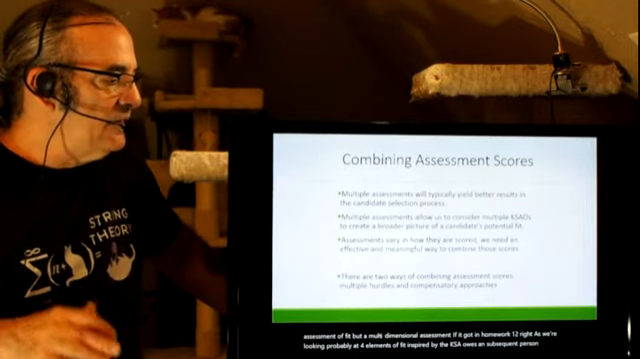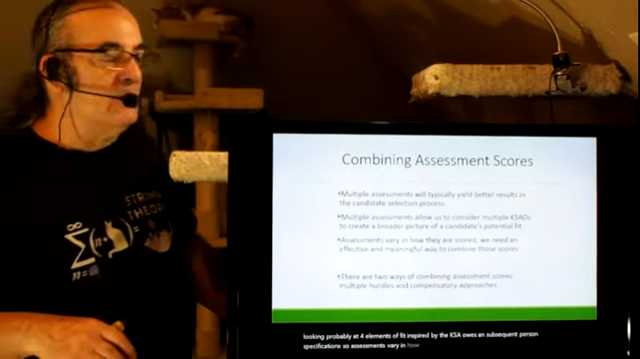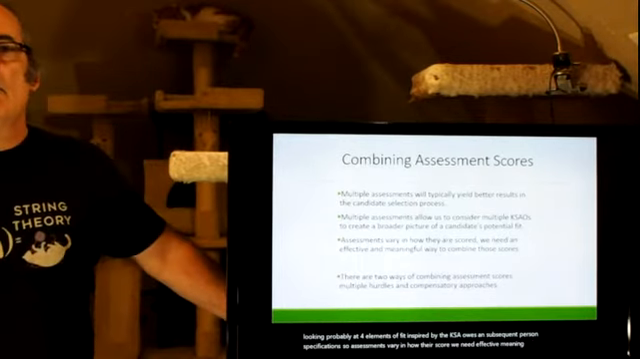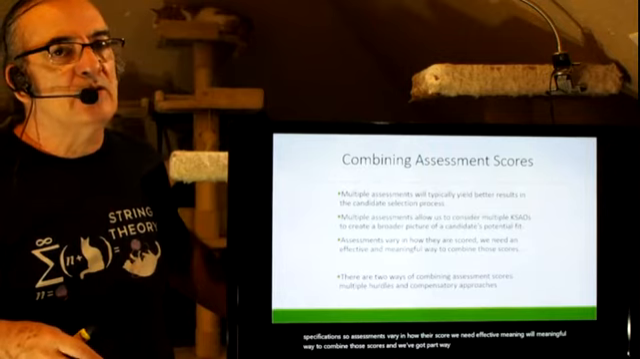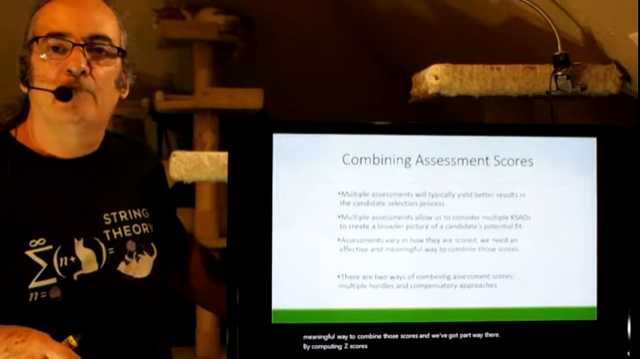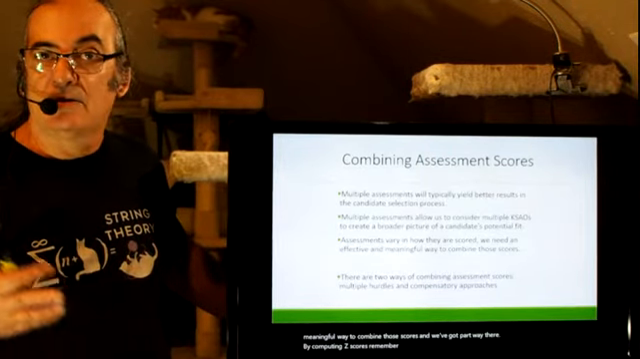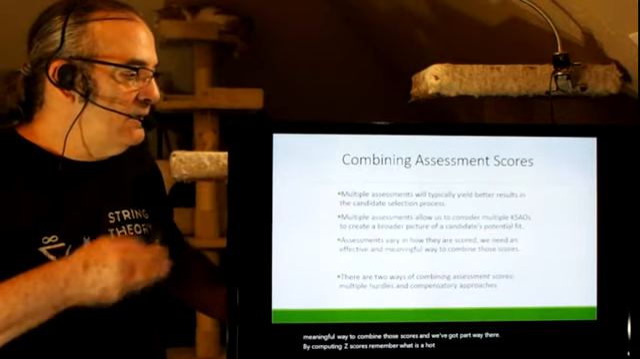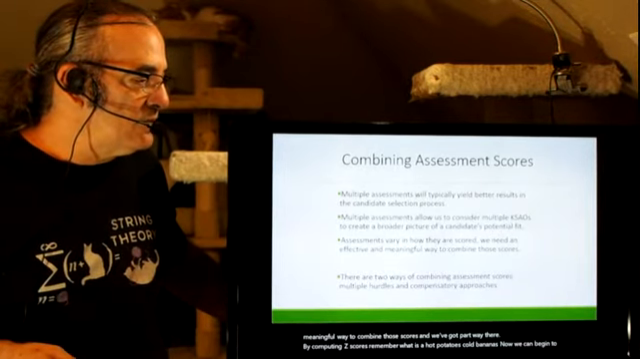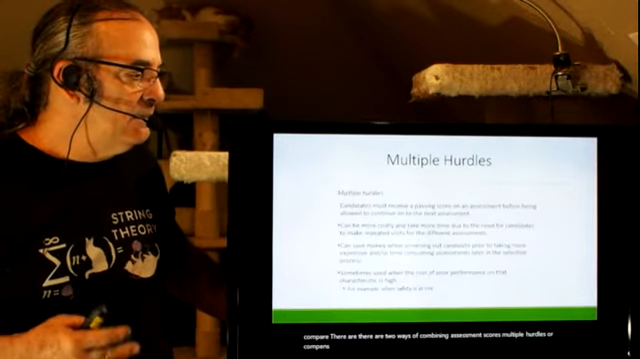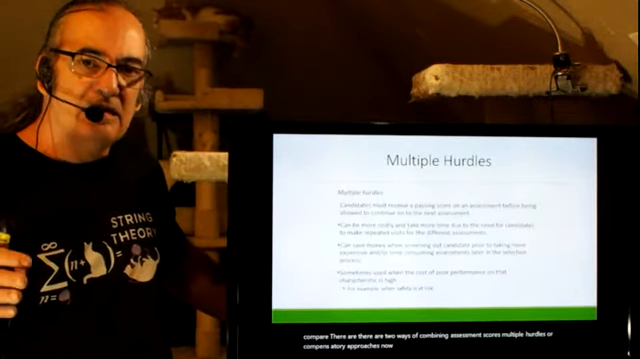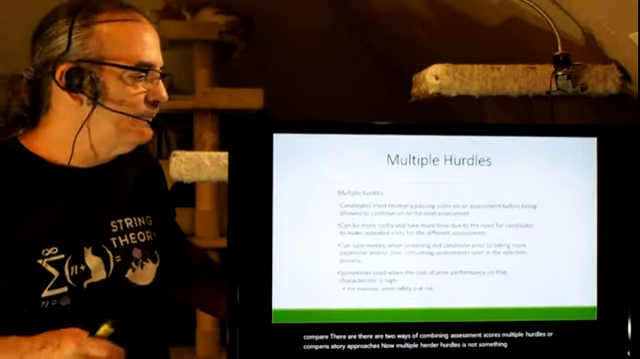So assessments vary in how they're scored. We need an effective, meaningful way to combine those scores, and we've gotten part way there by computing z-scores, remember, what is it, hot potatoes, cold bananas? Now we can begin to compare. There are 2 ways of combining assessment scores: multiple hurdles or compensatory approaches. Now multiple hurdles is not something we're going to do in this assignment.